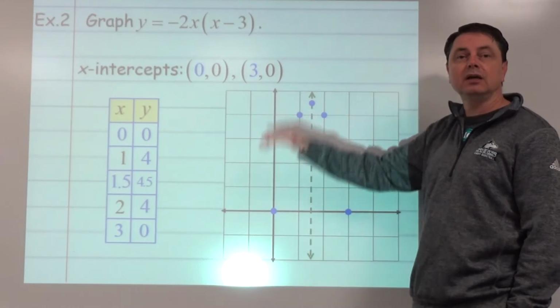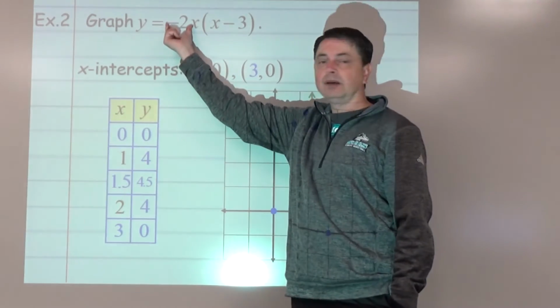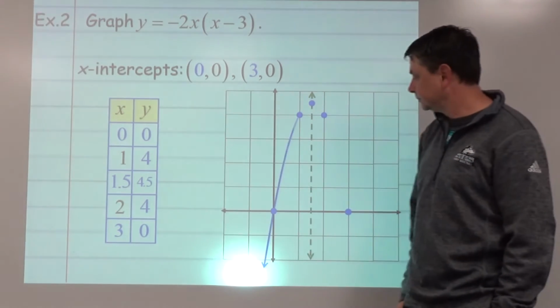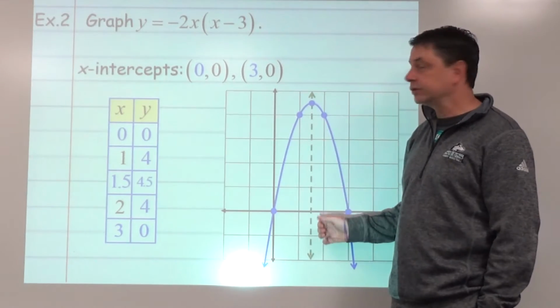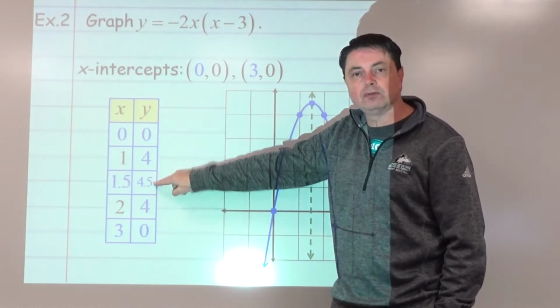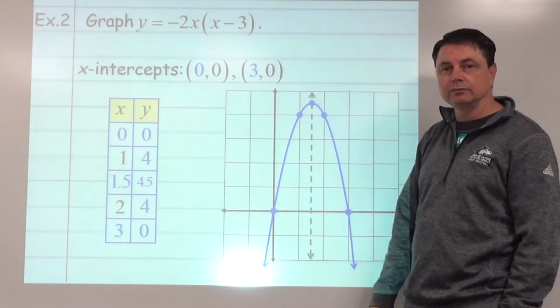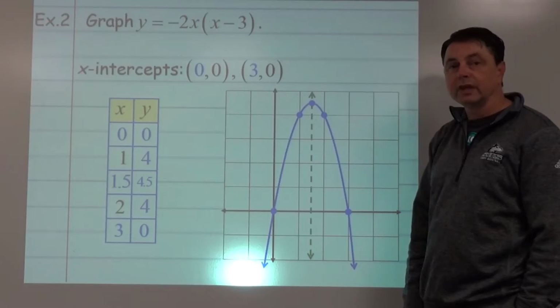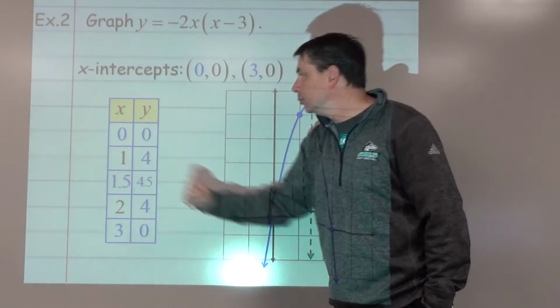Draw the parabola. It does open downward. It's a little narrower because of the a being negative 2. Domain, all real numbers. Range, y is less than or equal to 4.5. Y-intercept, 0, 0. Axis of symmetry, x equals 1.5.